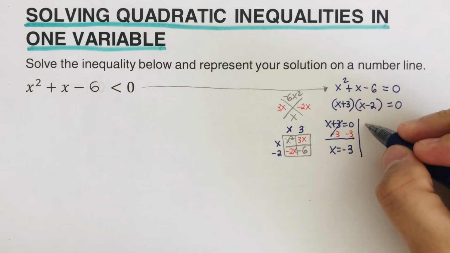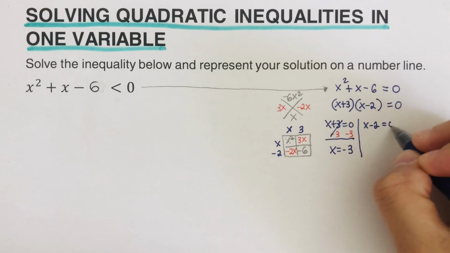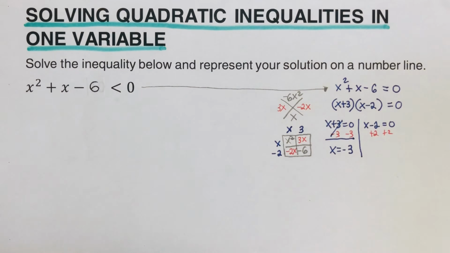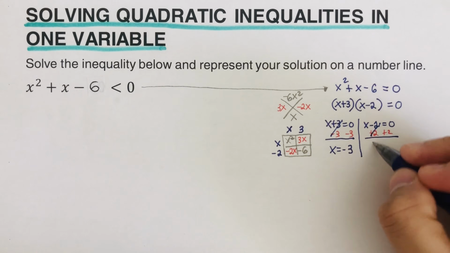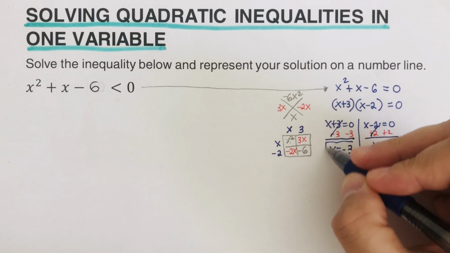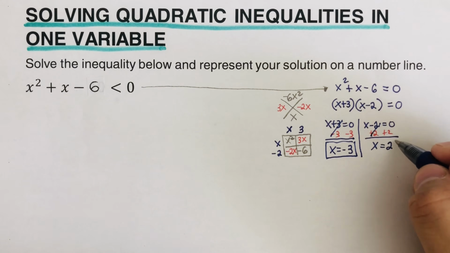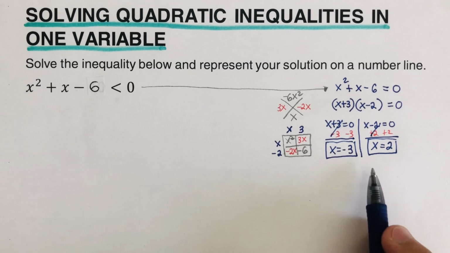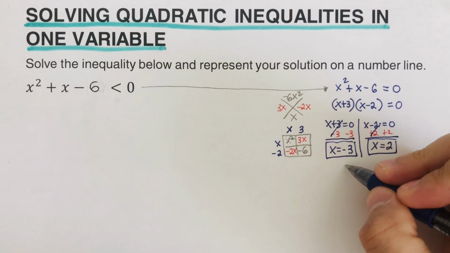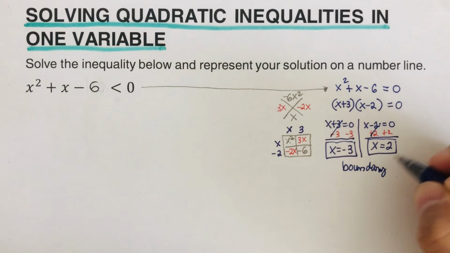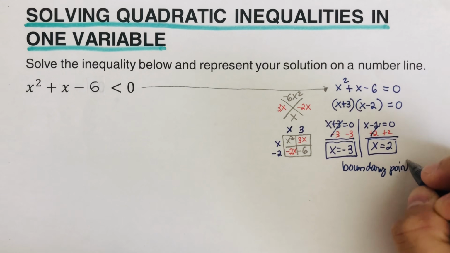And then the other one right here is x minus 2 equals 0. So plus 2 and plus 2 to both sides. So then we have x is equal to positive 2. So these are the solutions to this equation. Now these 2 points that we have here, we are going to name them as the boundary points of our inequality. So these are our boundary points.